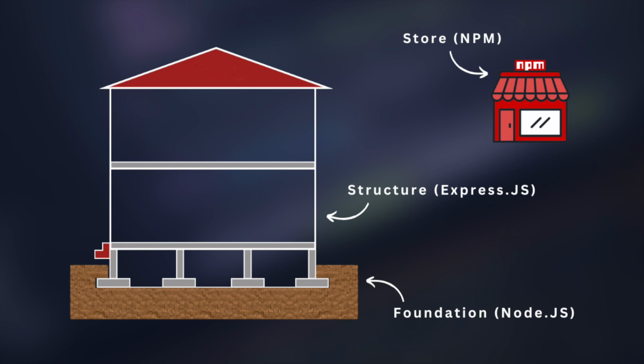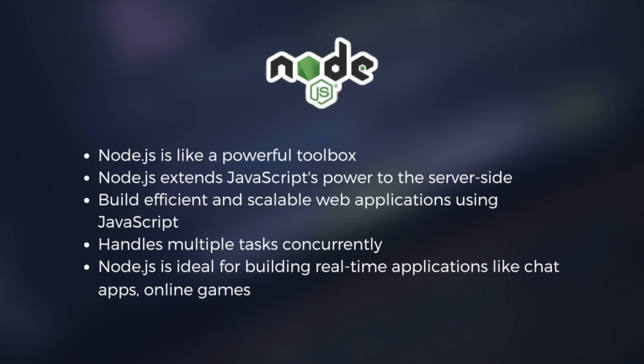This was the simple explanation of Node, NPM and Express.js. Now let's continue with the detailed explanation. Traditionally, JavaScript was used primarily for adding interactivity to web pages, like animation, form validation, etc. Node.js extends JavaScript's power to the server side, enabling you to build entire web applications, not just the front end. Node.js handles multiple tasks concurrently, making it efficient. It doesn't wait for one task to finish before starting another. This means your application can respond quickly to user requests.